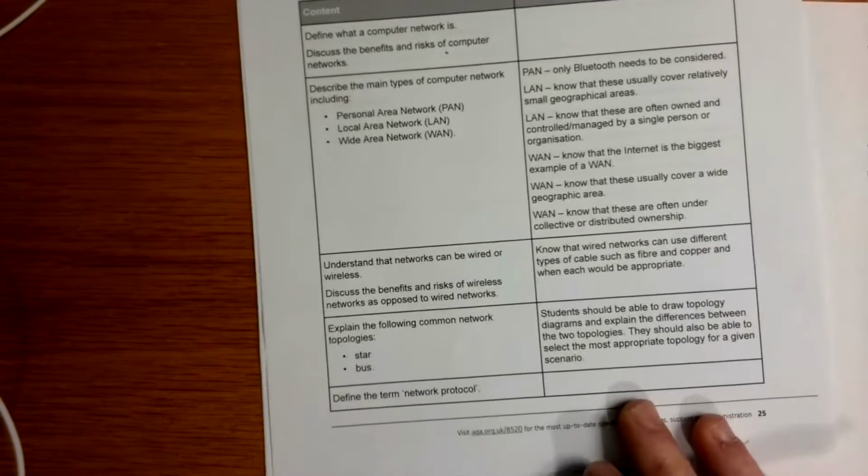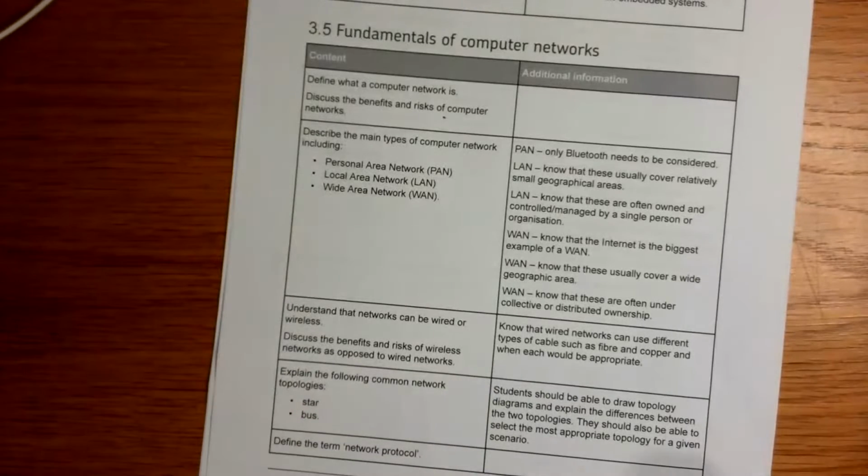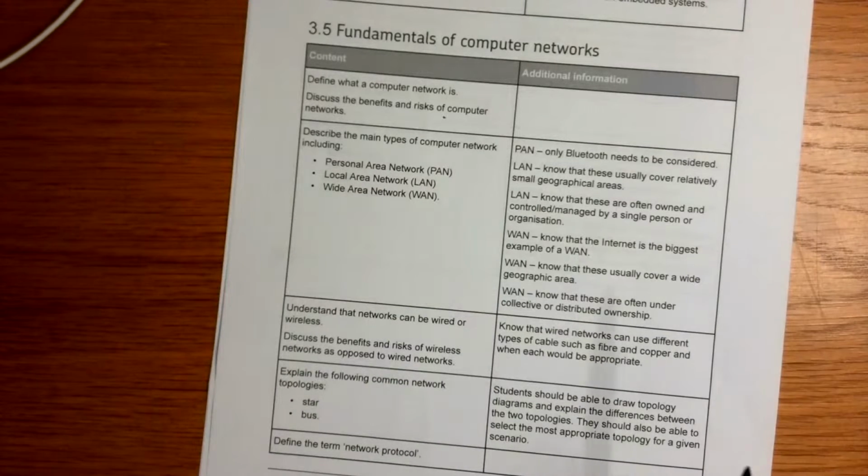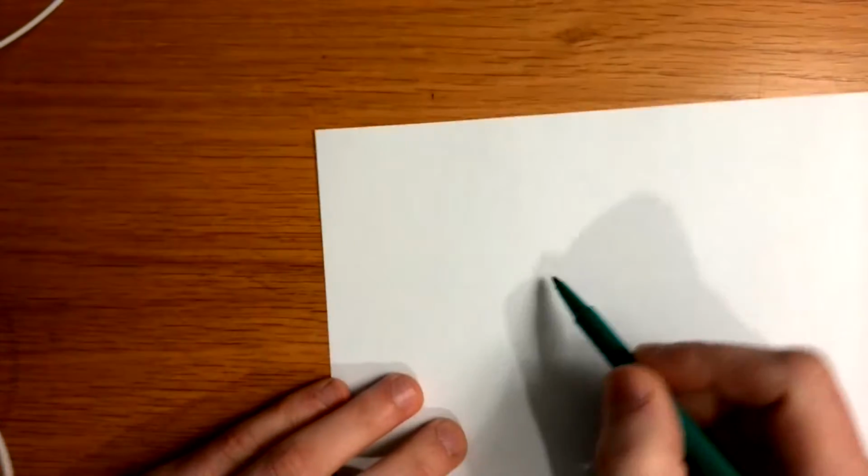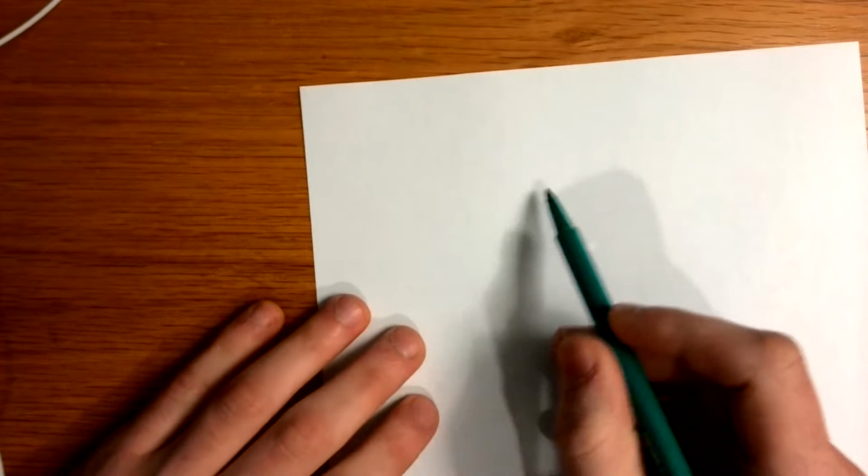So you need to know two topologies for computer science GCSE. One is called star and one is called ring. So if we go into here, your star network doesn't necessarily look like a star, but that's probably an easier way to remember it if you can. Let me change color pen.